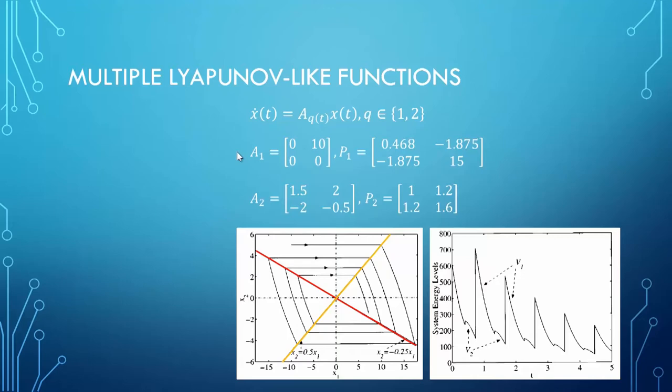What we really care about is that this V has to be smaller than this V1. This V1 has to be smaller than the previous V1, and that's fine. So eventually the system's V1, V2 will both go to zero.